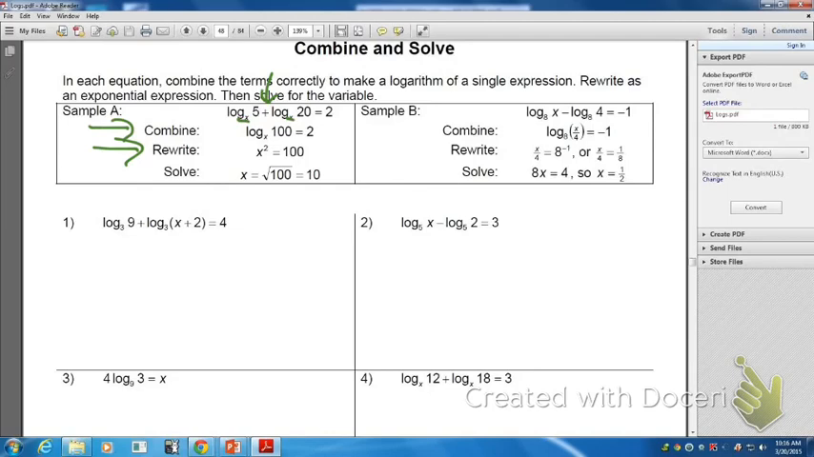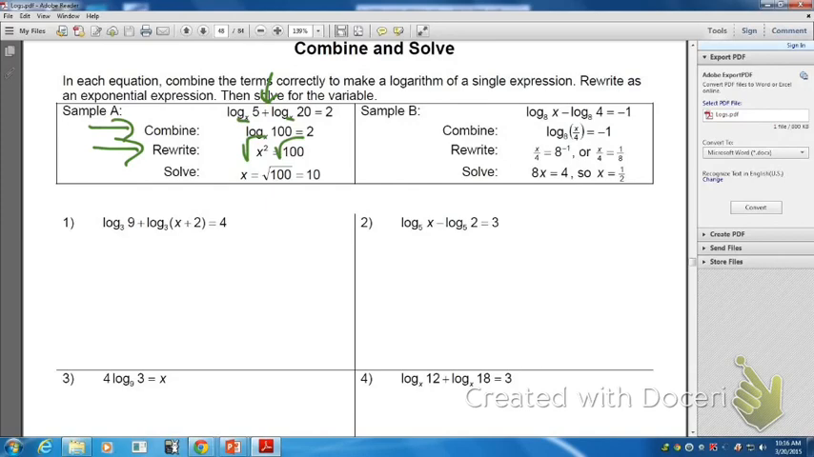So if we've got x squared equal to 100, but we want x, what do we have to do to both sides? Square root. So we would just square root both sides, and that would give us x equals 10. Okay? And so you have solved it. So in this case, you used your multiplication property of logarithms to solve an equation.